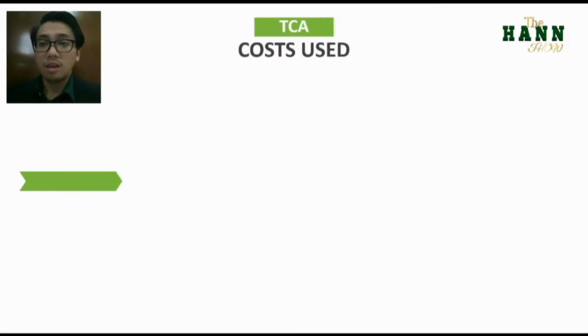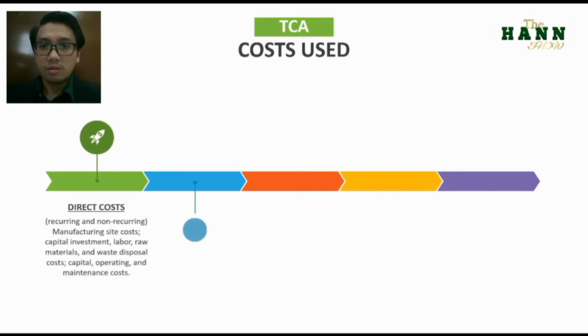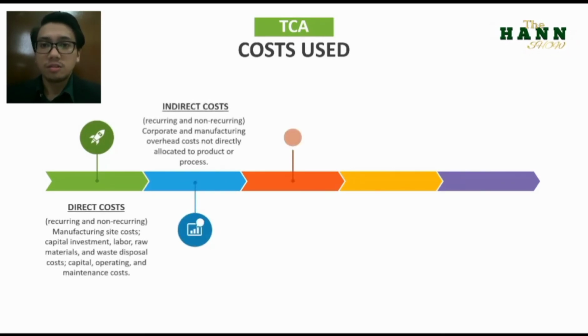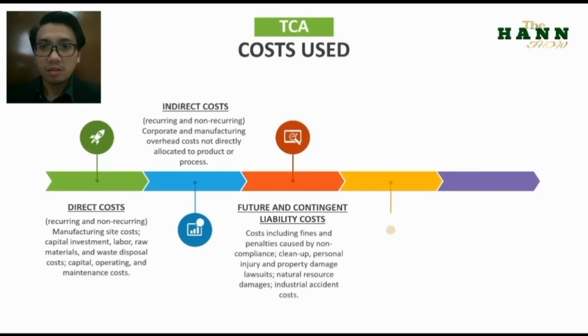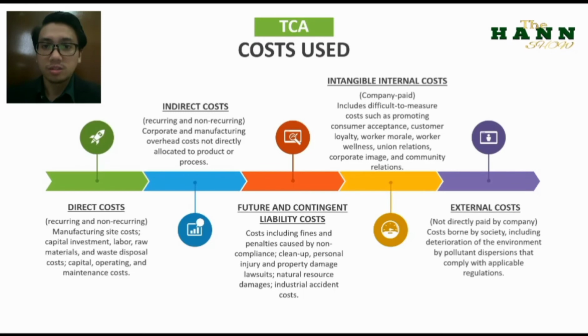In the TCA, there are 5 costs used. The first one is direct costs, which are recurring and non-recurring costs, such as manufacturing, site costs, capital investment, labor, raw materials, and waste disposal costs, capital, operating, and maintenance costs. The second one is indirect costs. That is also the same, recurring and non-recurring. For example, corporate and manufacturing overhead costs not directly allocated to product or process.